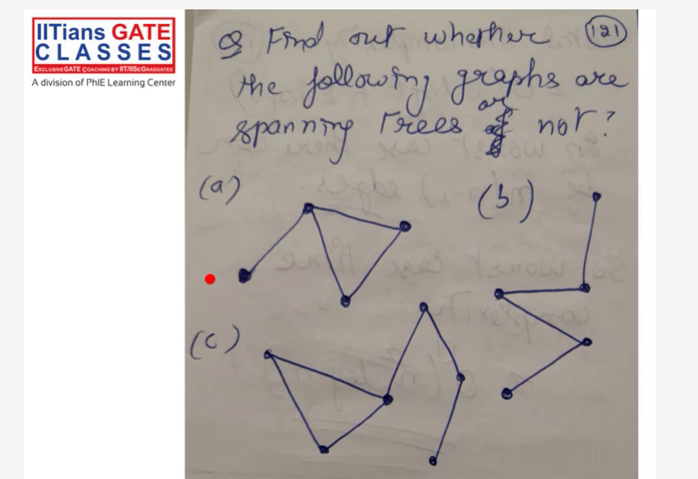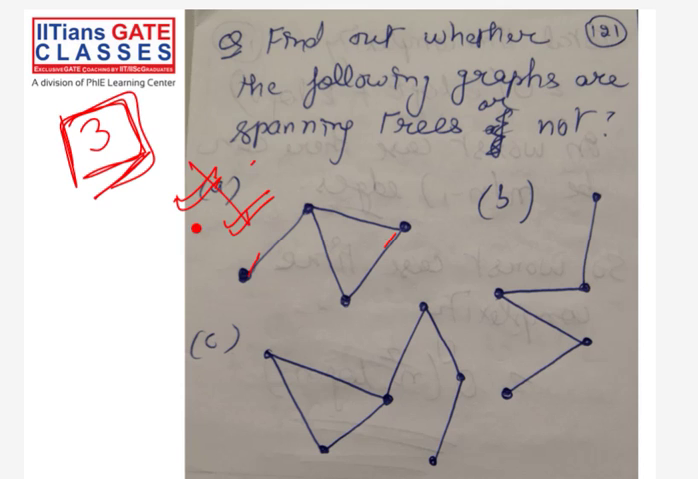Okay, so let's see A now. In A, you have four vertices, and then four edges. But I need what? Three edges, correct? It is connected, but it should have three edges. So, A is not a spanning tree.